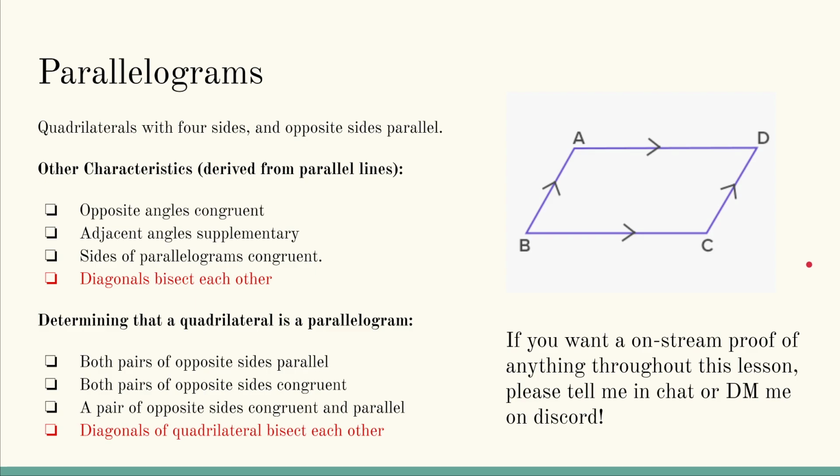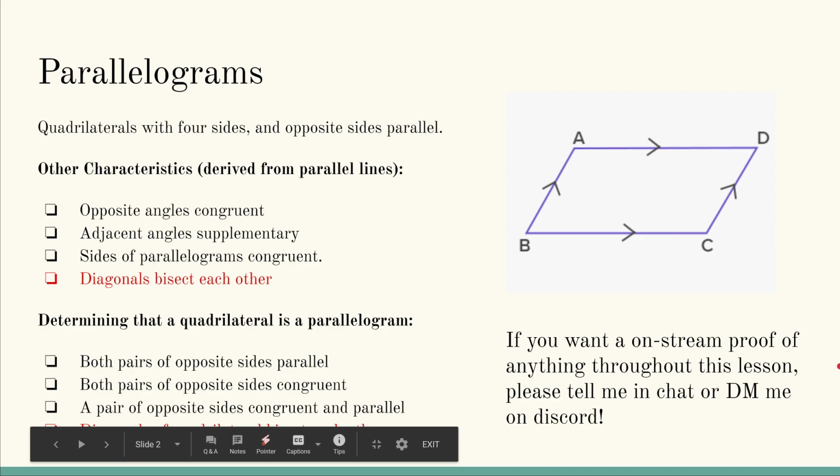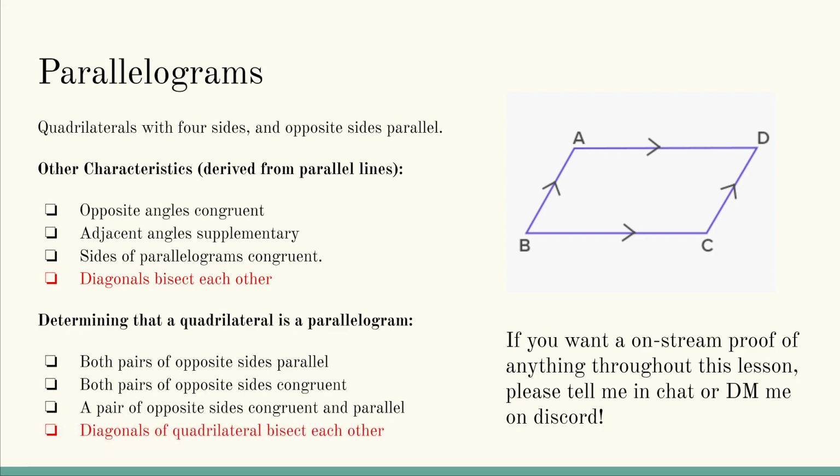All right, and there are a few ways to determine a parallelogram. You can know that something's a parallelogram if, obviously by definition, both pairs of opposite sides are parallel, or both pairs of opposite sides are congruent, like AB and DC. And if only one pair of opposite sides are congruent and parallel, then you also know that it's a parallelogram. And again, if the diagonals bisect each other, you know that it's a parallelogram. So if you have any questions and want a proof of any of these, you can type in the chat or DM me on Discord.